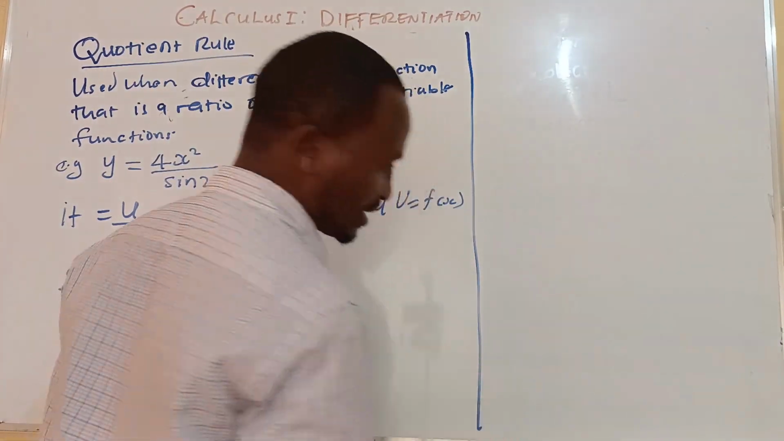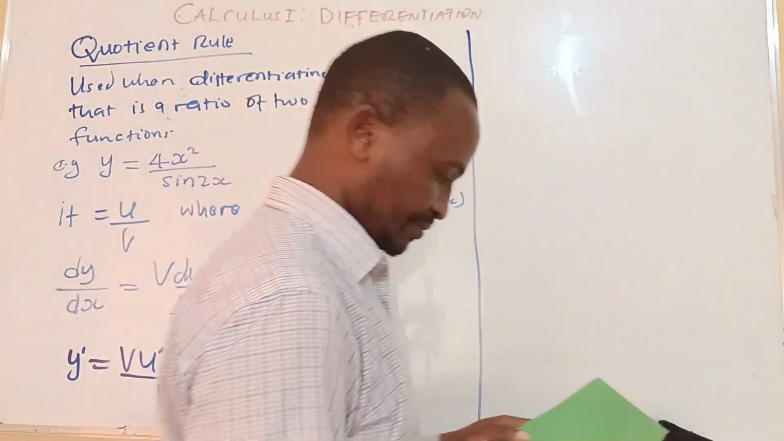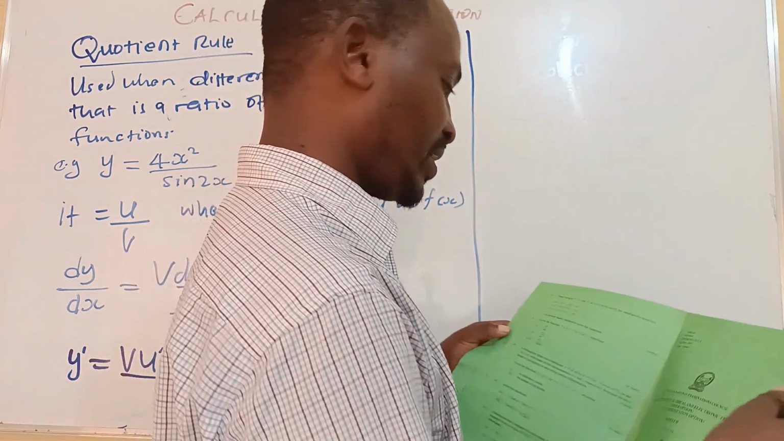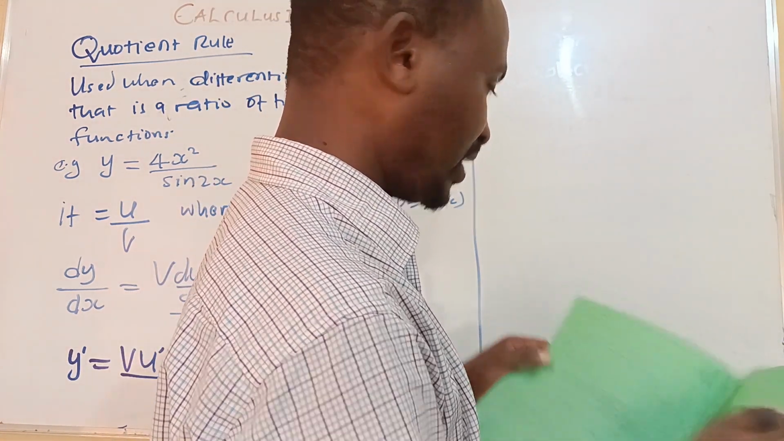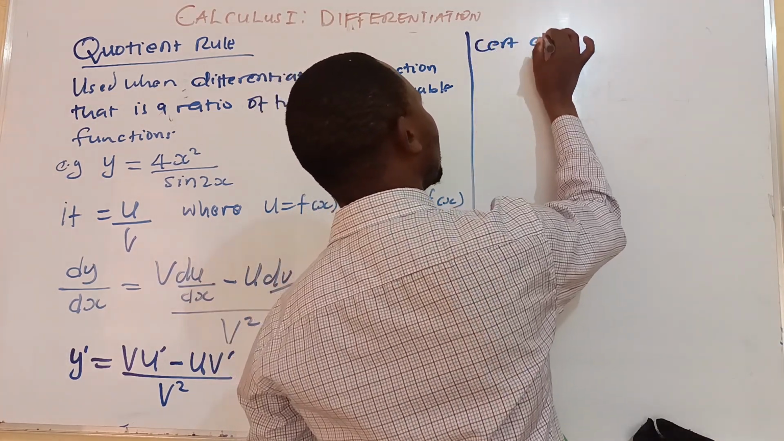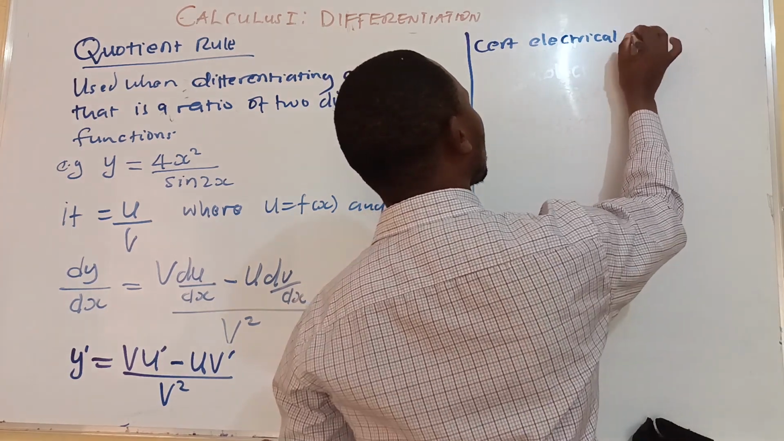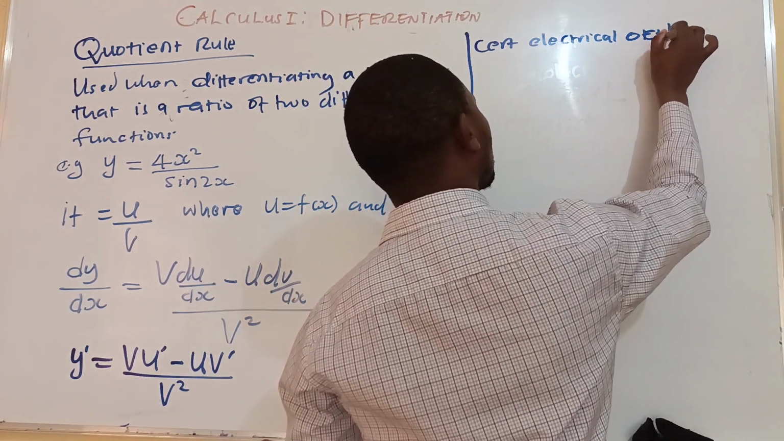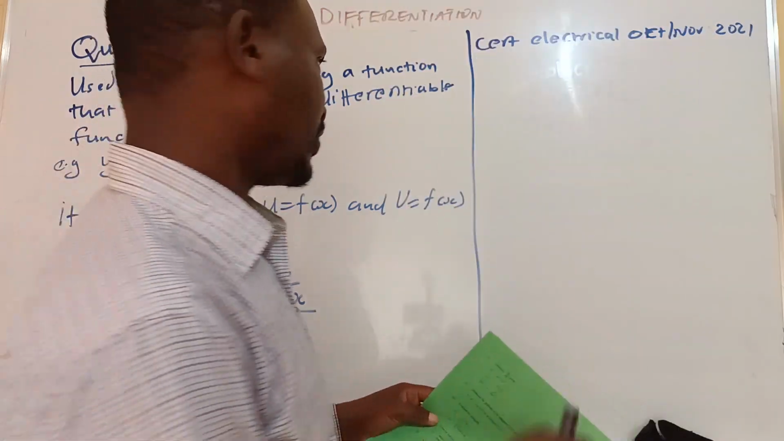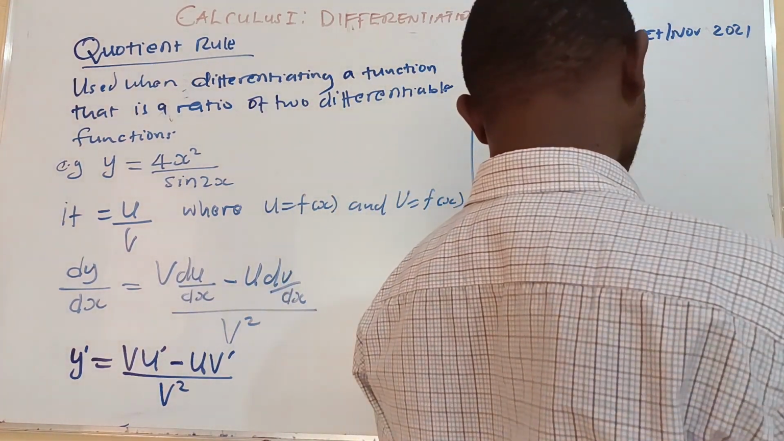I want us to do an example. I have an example here. This is quite a simple example. This is a certificate paper, October, November 2021, I think. Certificate, electrical. October, November 2021. It's question 4A. We had already done part 1 and 2 of this question.